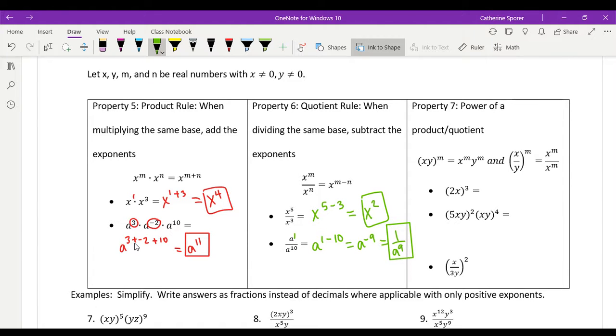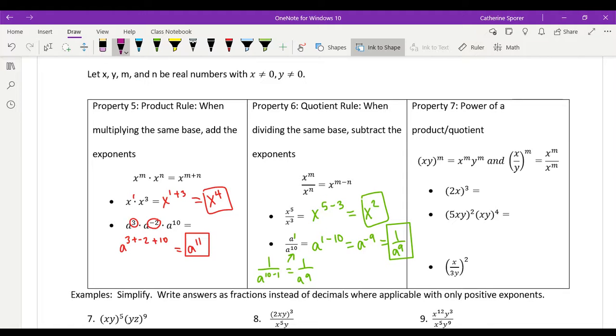Alternately, if you see that you have a higher exponent on the bottom of a fraction, you can subtract from the bottom. So for this problem, that would look like 1 over a to the 10 minus 1, subtracting the a to the 1 from the a to the 10 on the bottom to get 1 over a to the 9. So either of those methods is okay.